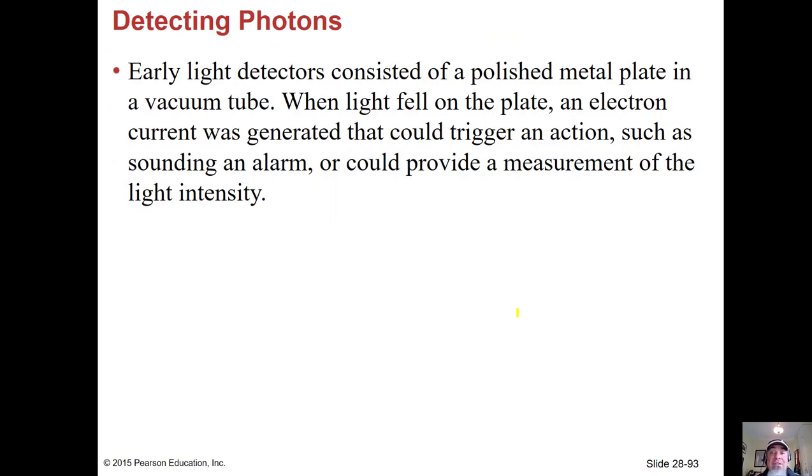So early light detectors consisted of polished metal plates in a vacuum tube. When light fell on the plate, an electron current was generated. So you shine light on metal, electrons are freed, and free electrons, you can guide them with an electric field, and that makes up current, moving charge. So you can detect light that way.